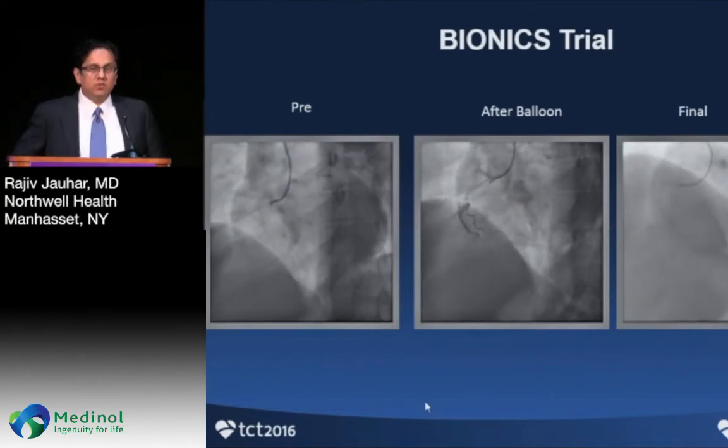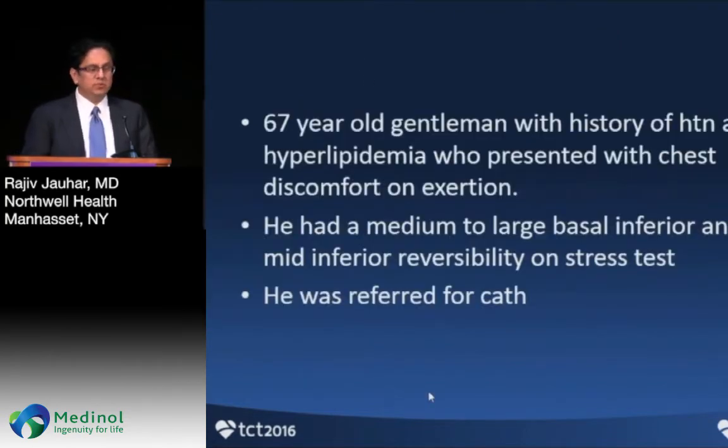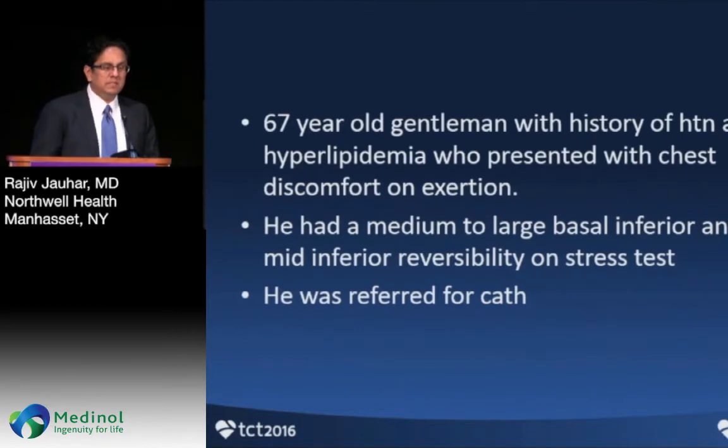We did a case last August of a 67-year-old gentleman with a history of hypertension, hyperlipidemia, who presented with chest discomfort on exertion, had a large basal inferior and mid inferior reversibility on a stress test, and was sent over to us for an angiogram.